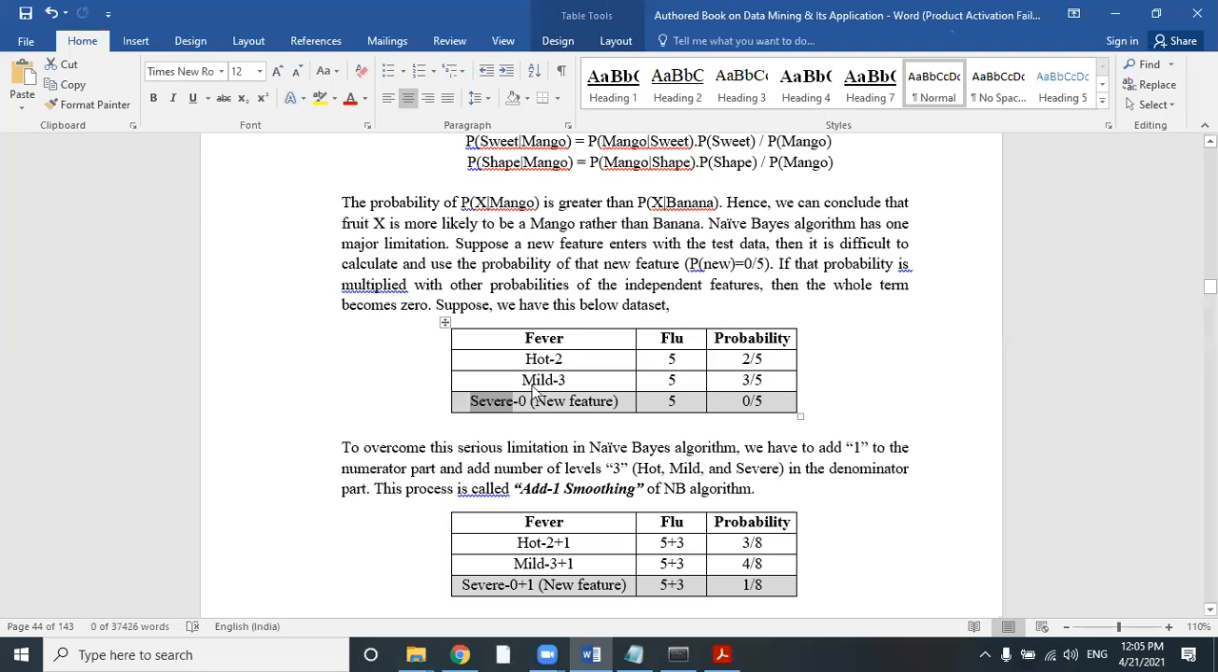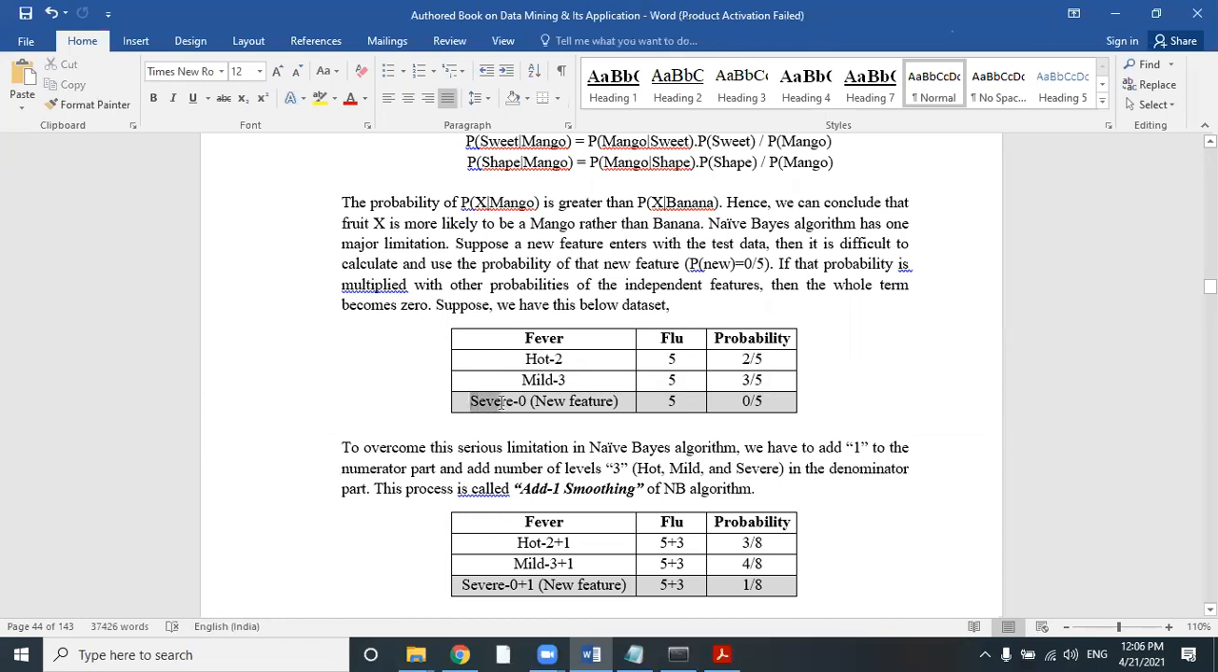So since hot and mild features were present, it is easier for you to calculate the probability. So we will assume that there are two repetitions of the hot feature in the training data set, and we will assume that there are three repetitions of the mild feature in the training data set, right? Because I have given 2 and 3: 2 times the hot feature and 3 times the mild feature repeat, right? So the total number of flu is 5. So 2 by 5 is the probability of the hot feature, and 3 by 5 is the probability for the mild feature. Okay, now a new feature came, severe, which doesn't have any appearance in the training data set.